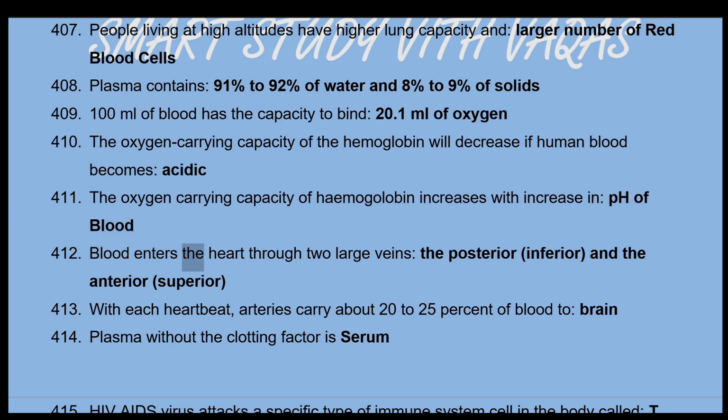Blood enters the heart through two large veins, the posterior (inferior) and the anterior (superior). With each heartbeat, arteries carry about 20 to 25% of blood to brain. Plasma without the clotting factor is serum.